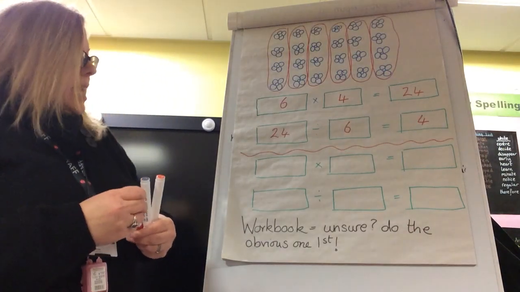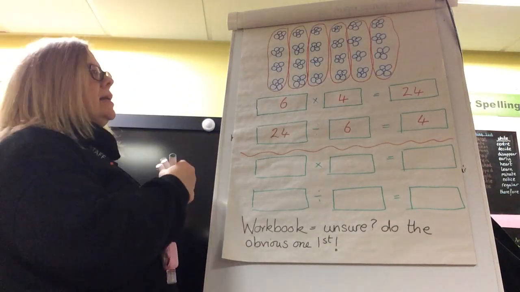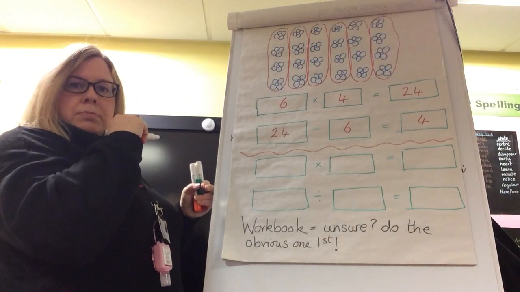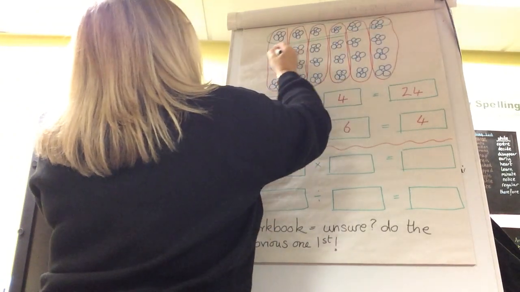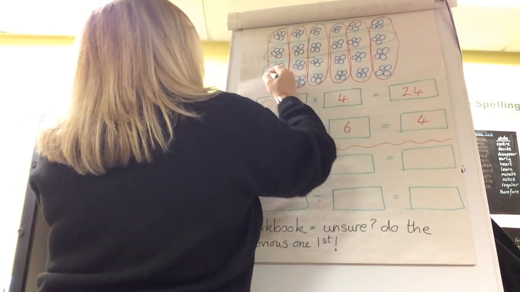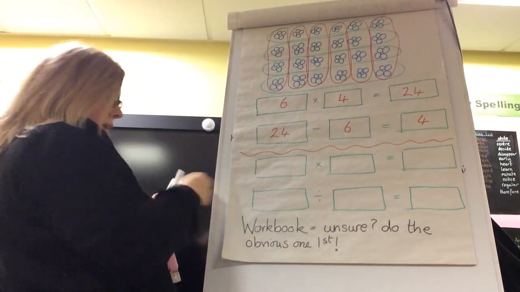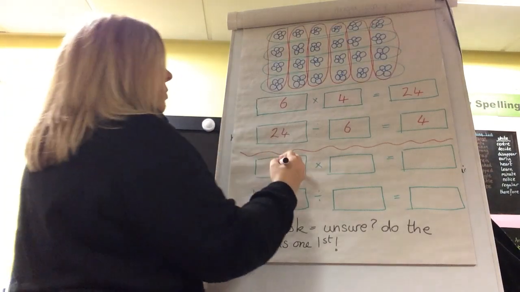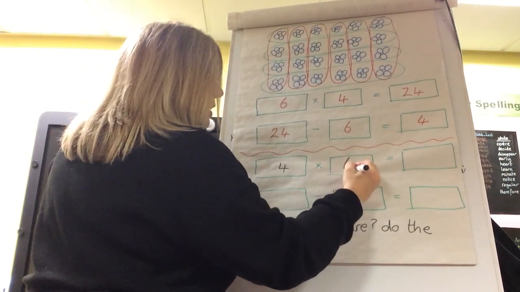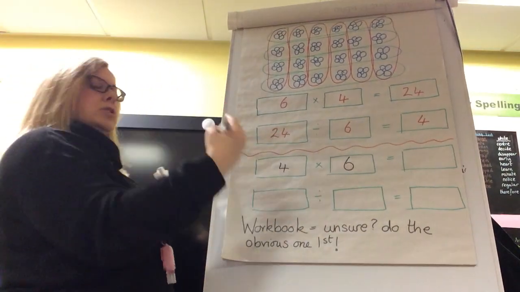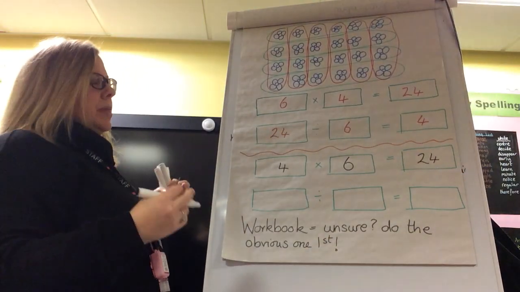Okay, let's have a look then at another way that we could split this up. If I grab my green pen, I split it into 6 groups of 4, but I could also split them this way. And then I would have 4 groups of 6, wouldn't I? So 4 times 6, 4 lots of 6 is also 24. Okay, so we're carrying on with our number family here.